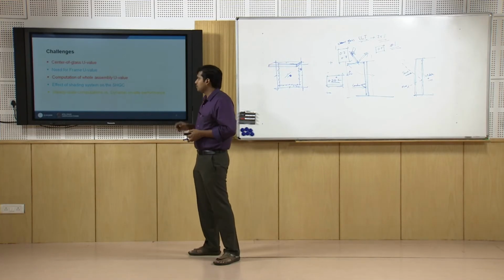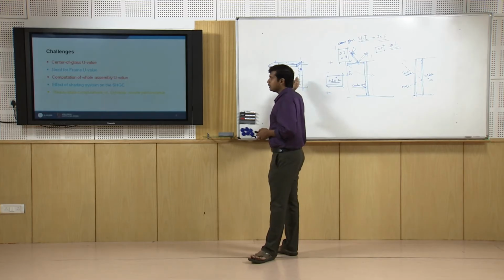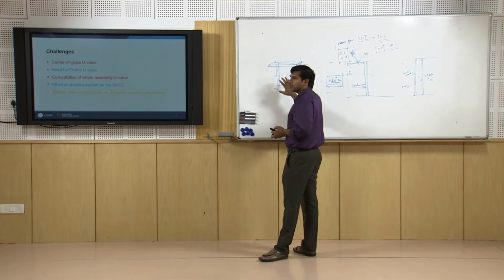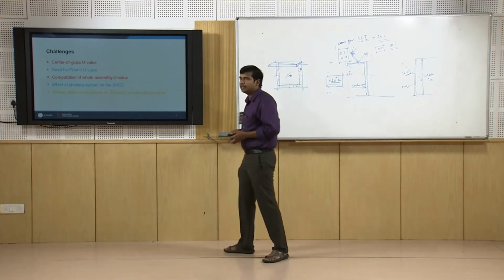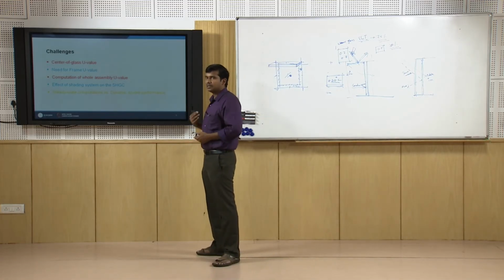Apart from all this, there is steady state computation, a particular instance in which U value and SHGC are determined, versus the dynamic site performance. What happens to the solar movement, what happens to the insolation versus how much is getting transmitted is highly dynamic. These are challenges, but with all this, the industry has proceeded much faster, so we have more or less standard values available.